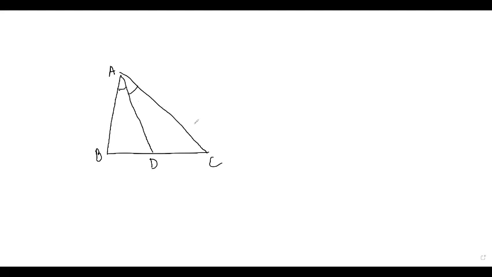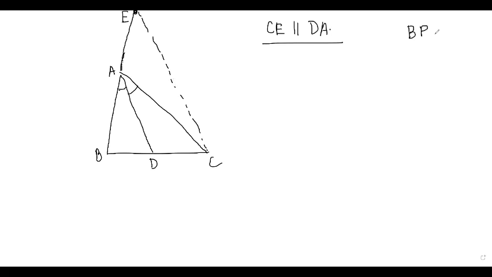Now what we will do is draw another line which is parallel to DA. So let's draw another line parallel to DA like this, right? And we will extend the side BA like this, and it will meet that line somewhere here. Let's call that point E, right? What I have done is constructed CE parallel to DA, right? Now we will use the basic proportionality theorem.